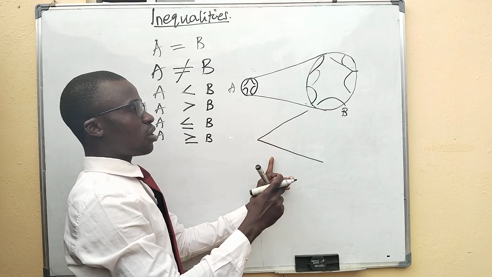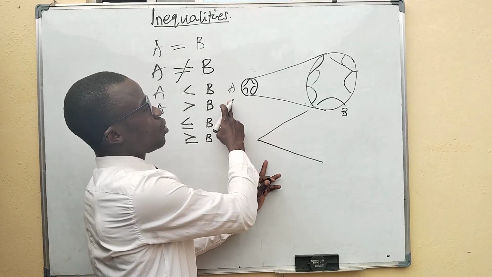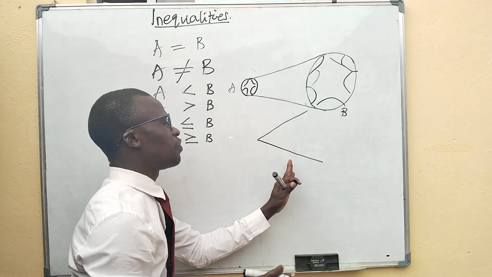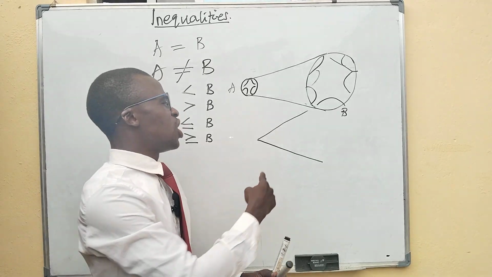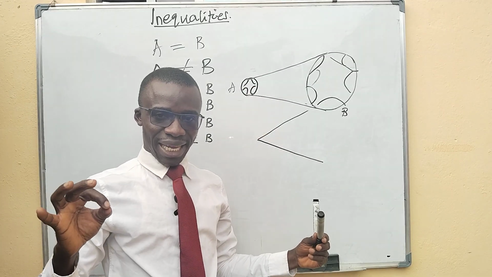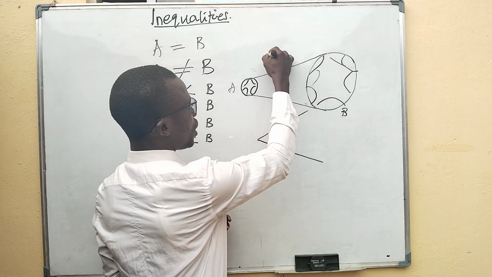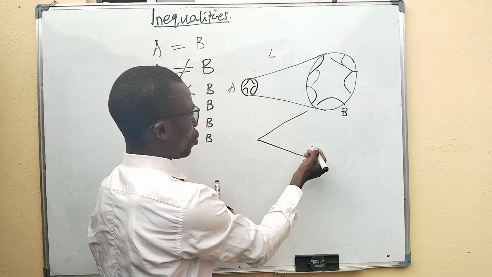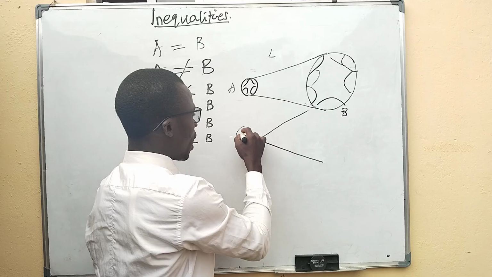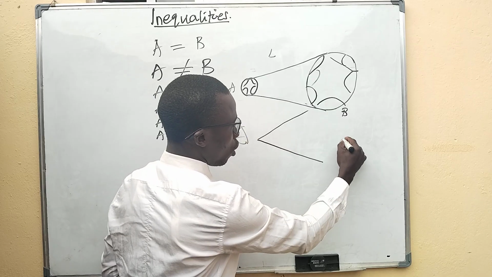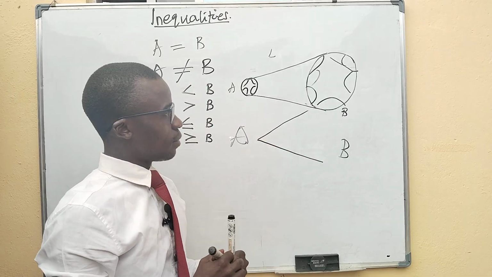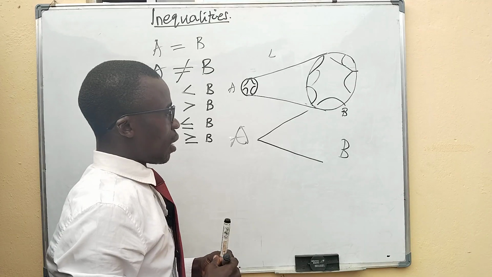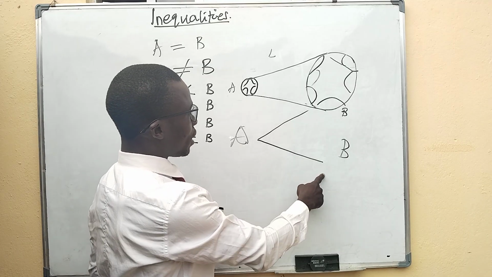Now, in mathematics context, we don't use small. What do we use? We use less. Of course, if you look at this sign, it's already looking like an L. So we can use L as less. So if we use L as less, we can say that ball A is less than ball B. Good. Or what do you think? Ball A is less than ball B.